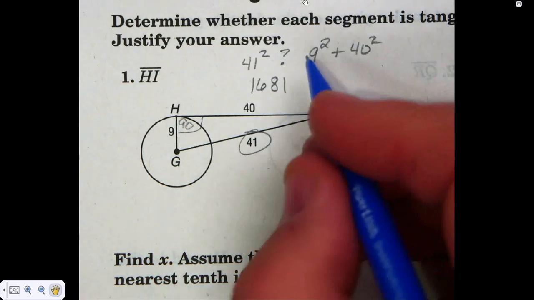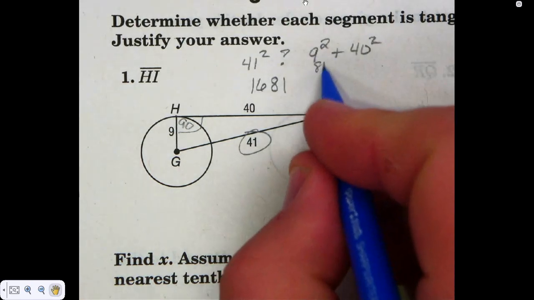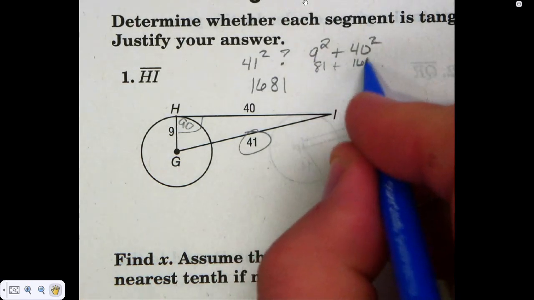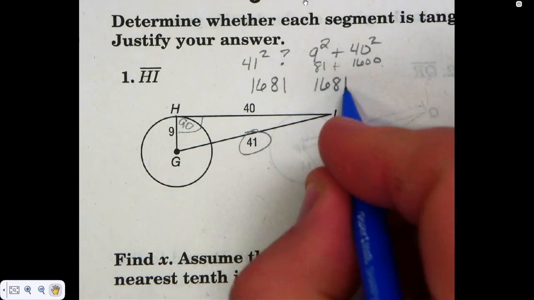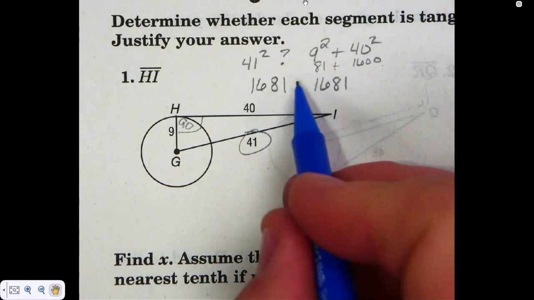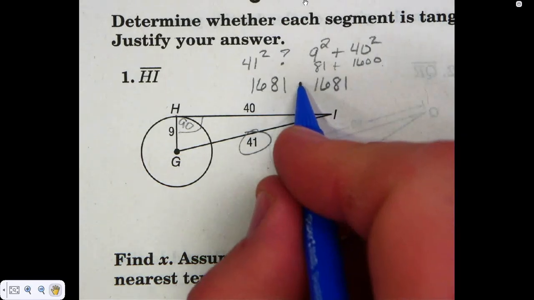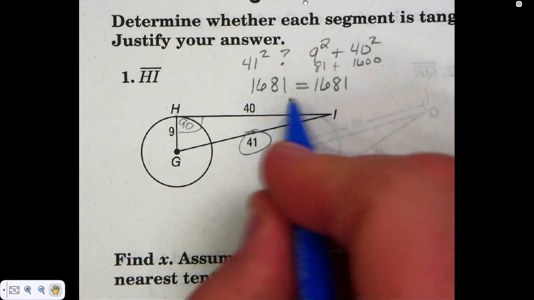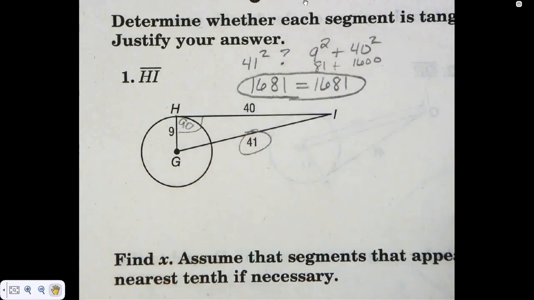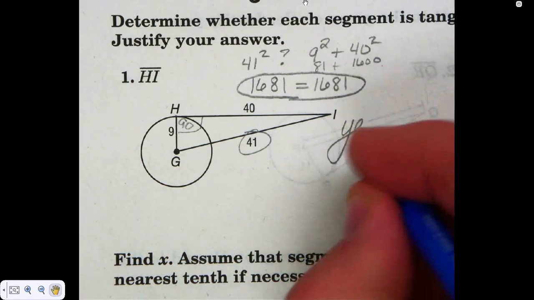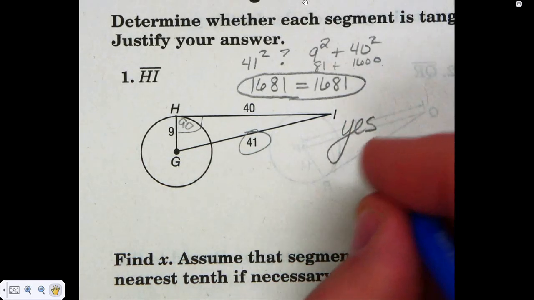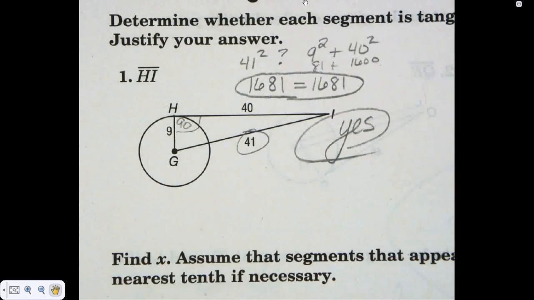Okay, now, let's see what this is over. 9 squared is 81 plus what's 40 squared? 1600. What do I get over here? 1681. So what sign should I put in between there? Equal. They are equal. So is this a right triangle? Yeah. So is this a tangent? Yes, it is a tangent.